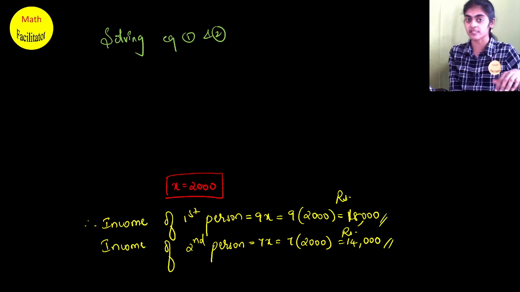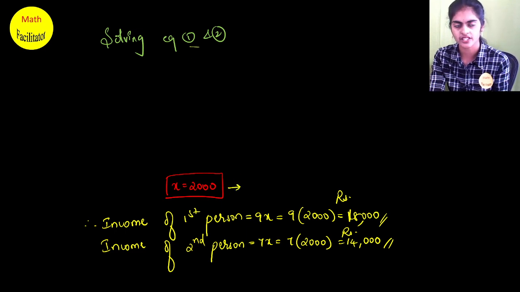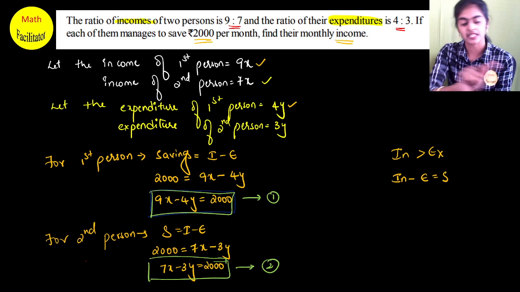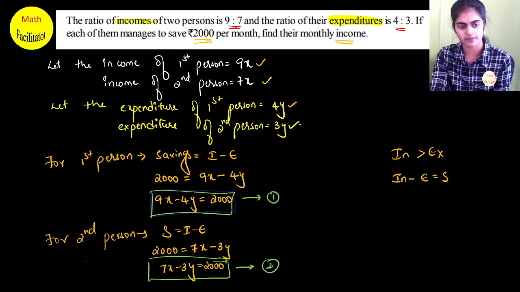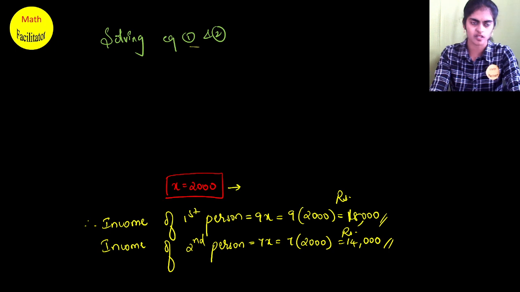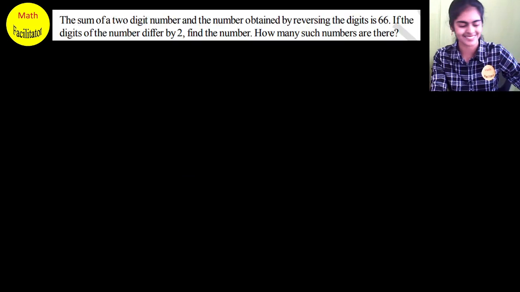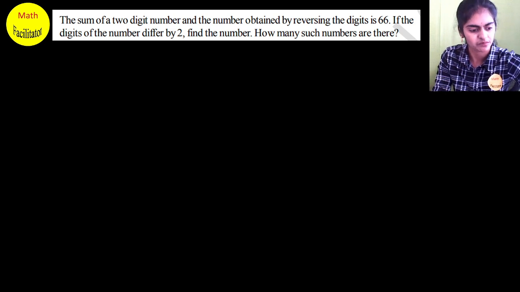Suppose I want to find the expenditure. You got your x value, so substitute x in any one of the equations and you will get the y value. And then the expenditure of the first person will be 4y and the expenditure of the second person will be 3y. Since only incomes are asked, I am stopping the solution here. If expenditure is asked, you know how to do it now. So see the next question.